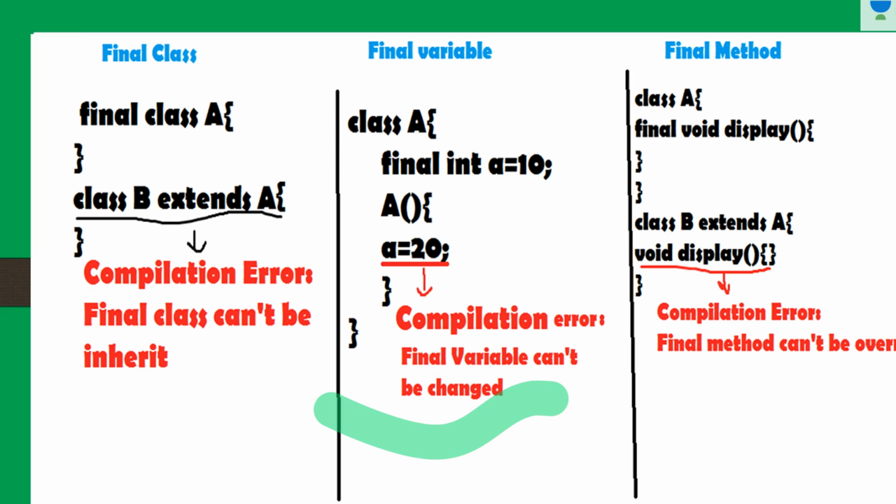Okay, now we have a final method here. I have a void display method in class A which I declared as final. Now in class B, which is trying to inherit class A, I am trying to override this method. Now this is not possible here. Why? Because definition of final method given in class A cannot be changed in class B, because final means that it can't be changed. Okay, so here we will get a compilation error that final method can't be overridden.